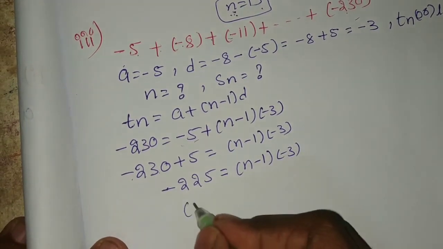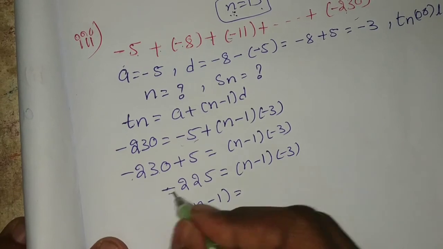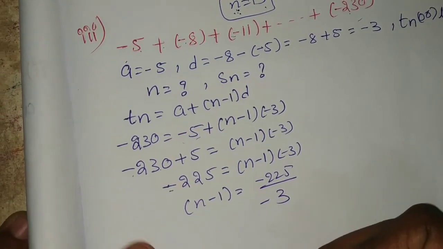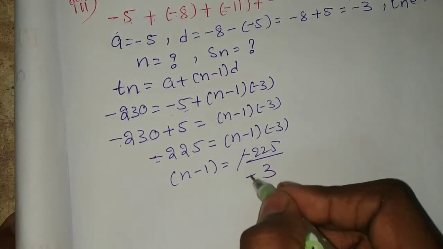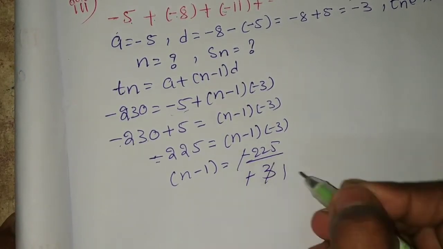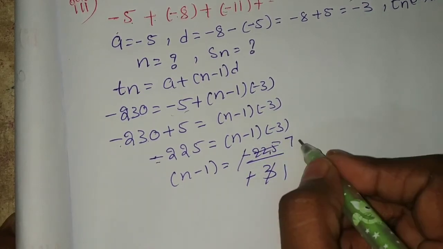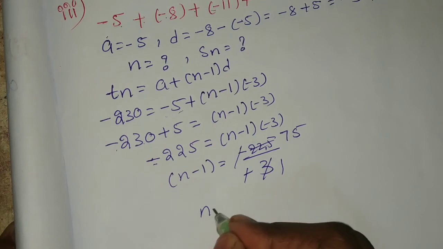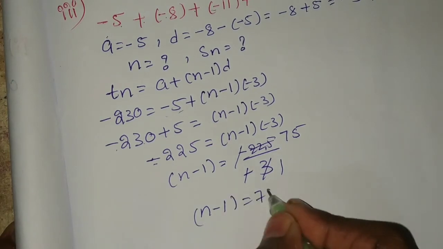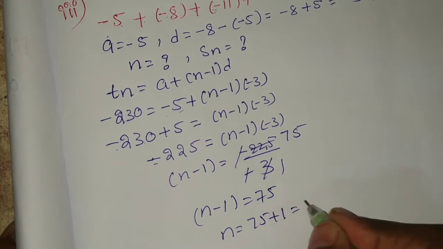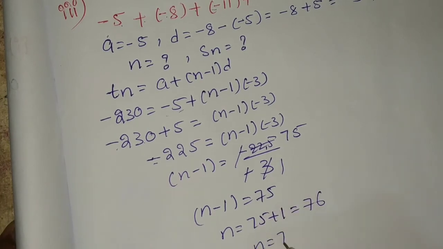Okay, what is n minus 1 here? Minus 225 divided by minus 3. Minus 3 will be the divisor. So cancel minus minus. 3 ones are 3. 3 7s are 21. Again 1 remaining. 3 5s are 15. That is n minus 1 is equal to 75. Then what is n here? 75 plus 1, 76. So n is equal to 76.